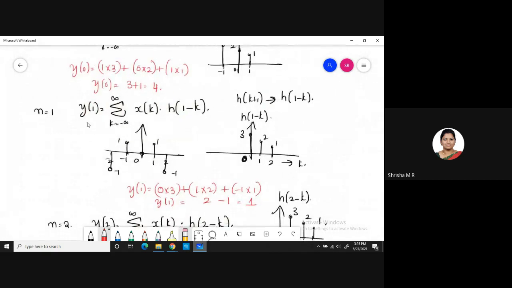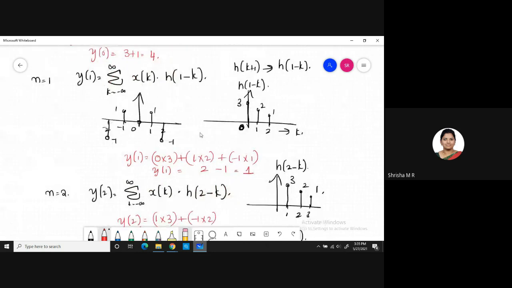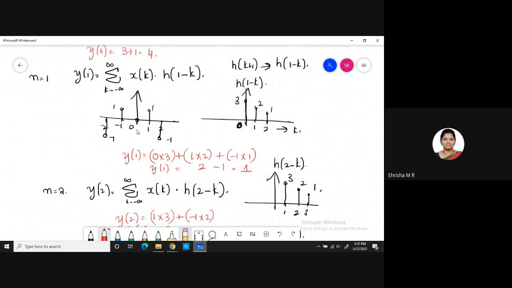Similarly, do for y of 1, that is n is equal to 1. You get summation k is equal to -infinity to infinity x of k into h of 1 minus k. Okay, this is x of k, this is h of 1 minus k. So now check the overlapping space between these two. It's 0, 1 and 2. At 0, the amplitude there is 0, here it's 3. So 0 into 3 plus at 1 you have 1 into 2 plus at 2 you have -1 into 1. Okay, so you'll get +1.